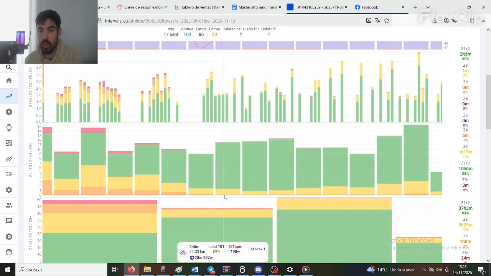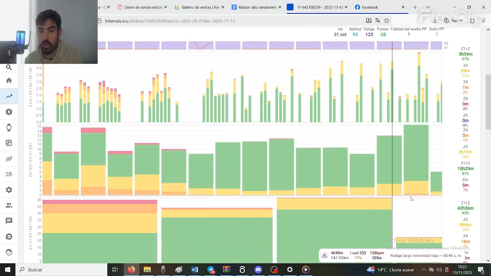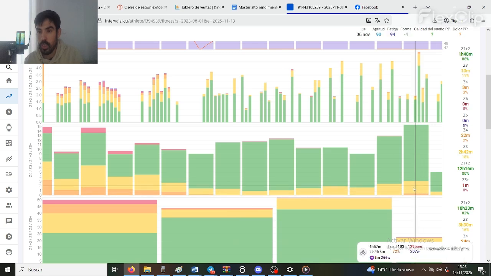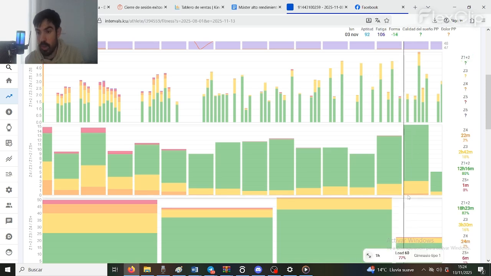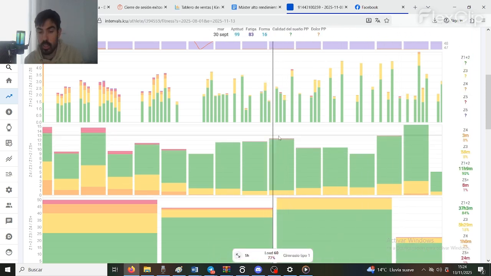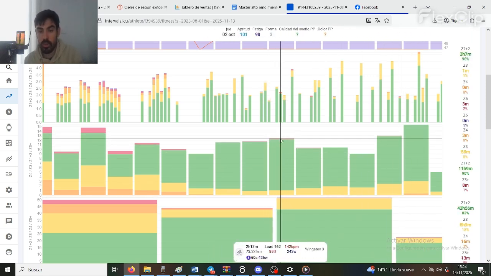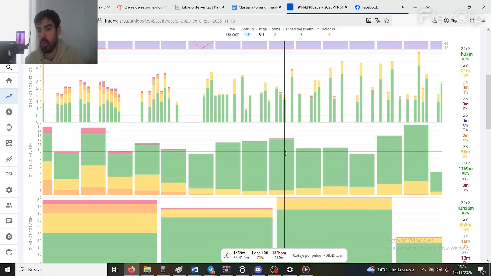The orange area here, you can see here more clearly, is related to VO2 max. So it's between the second threshold and VO2 max. And here in red, this is over VO2 max. So it's related to some sprint intervals.